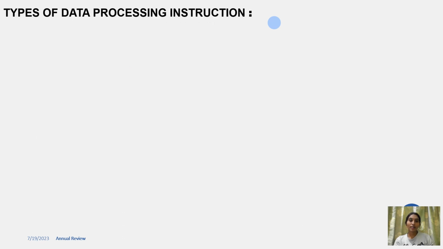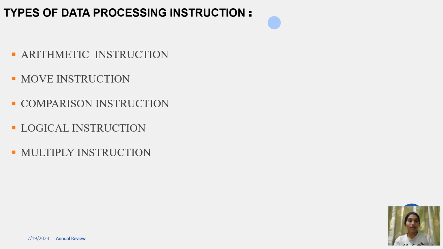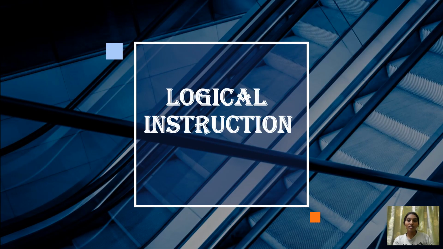Now let's see the types of data processing instruction. The first one is arithmetic instruction, move instruction, comparison instruction, logical instruction, and multiply instruction. These are the types of data processing instructions. In this, we are going to discuss logical instruction and comparison instruction. First, let's discuss what is logical instruction.